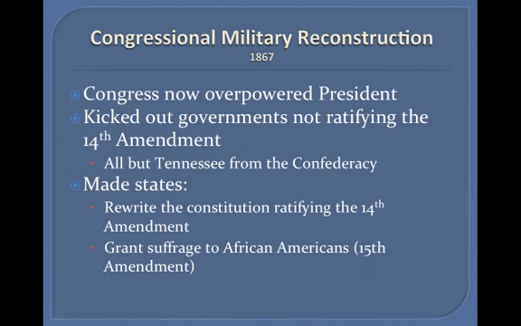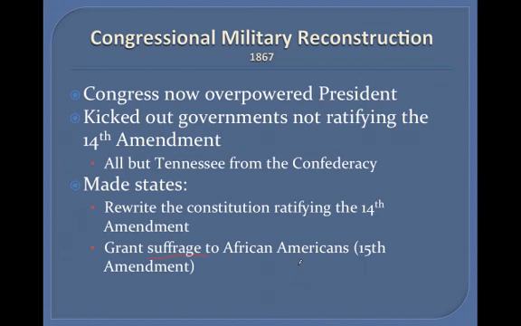In order for them to be readmitted into the Union, they were required to ratify the 14th Amendment, which we already discussed, which was equal treatment under the laws, regardless of race, gender, anything else. And they also were required to grant suffrage to African Americans. This word right here, suffrage, is a word that you're going to need to learn in the future as well. All that it means is the right to vote. So the right to vote for African Americans, which was the 15th Amendment.